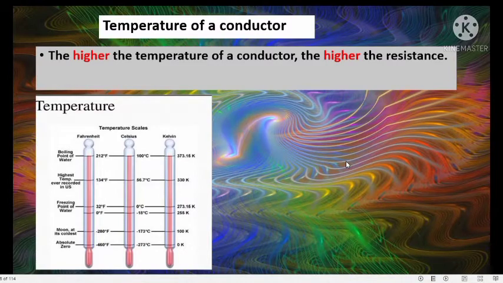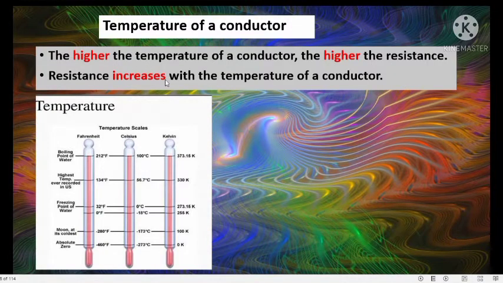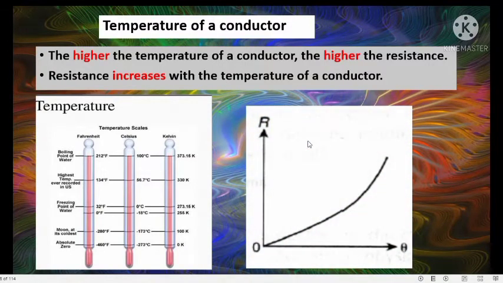Temperature. How does temperature affect resistance of a conductor? The higher the temperature of the conductor, the higher the resistance. Resistance increases with temperature of the conductor. We have this graph to show the relationship of R against temperature. So you can see R increases with temperature. As we discussed earlier, a warmer wire has higher resistance compared to a colder wire.